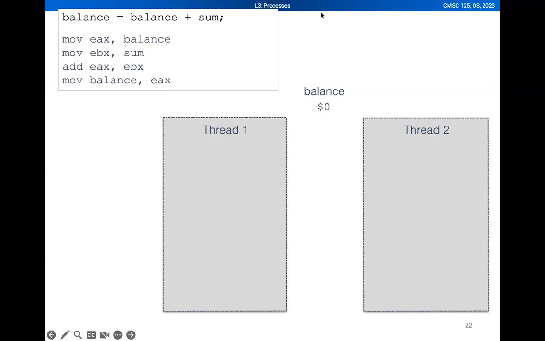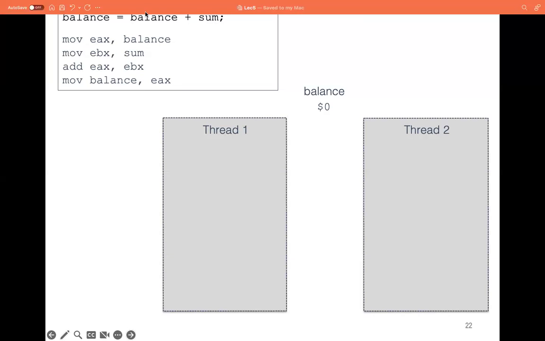So this is, let's say, the pseudocode for balance equals balance plus sum. Essentially, on the machine level, let's say we are using assembly. So we move balance to EAX, and then we move sum to EBX, and then we add EAX and EBX, and store the value in EAX, right? And move the value of EAX to balance.